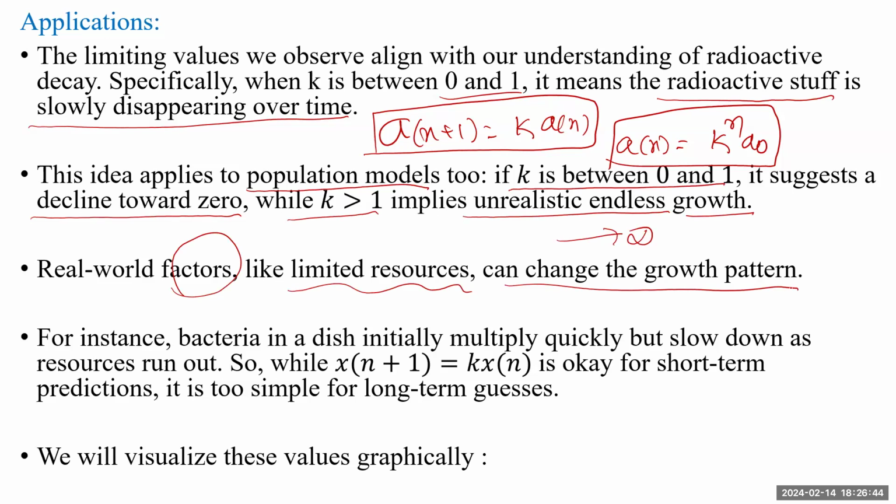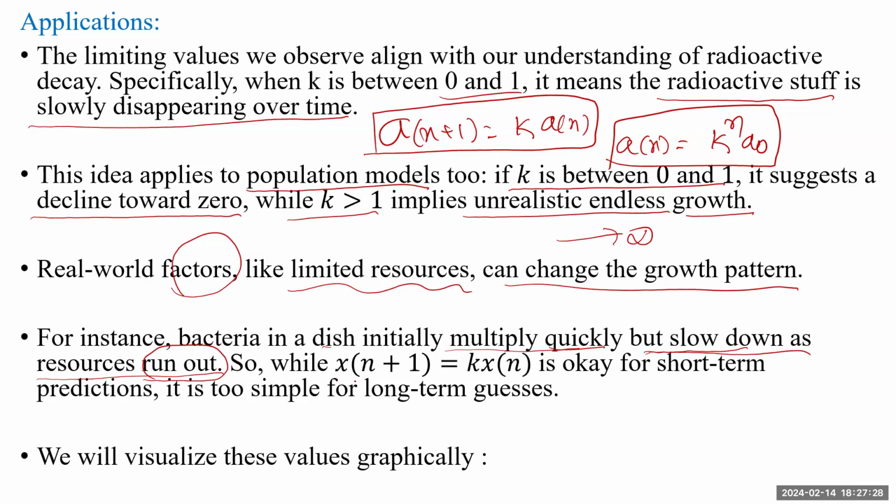So for instance, you can see the bacteria in a dish initially multiply quickly but slow down as resources run out. If you want to test the bacteria in the dish in the sense of the biology, what happened in the beginning, the population growth, the bacteria growth, the cell division, is very quick because in the beginning there is a lot of resource. But after that, the population growth is going to slow down because the resources run out, right?